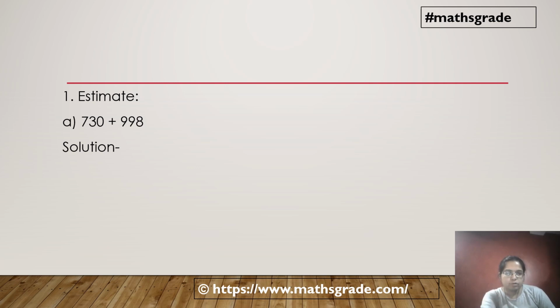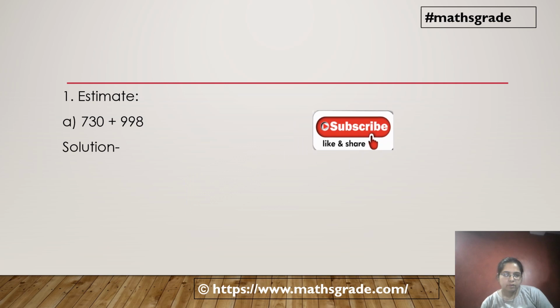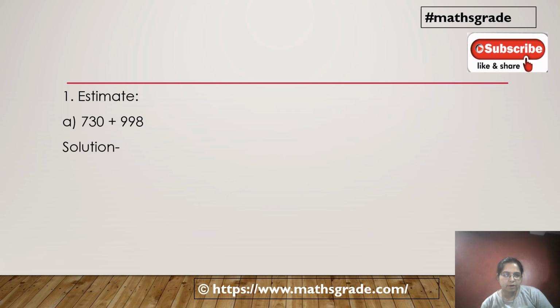Now we will solve question number 1. Question number 1 is estimate. First bit A is 730 plus 998. We have to estimate this addition of these two numbers, 730 plus 998. First we round off this number 730 to the nearest 100.